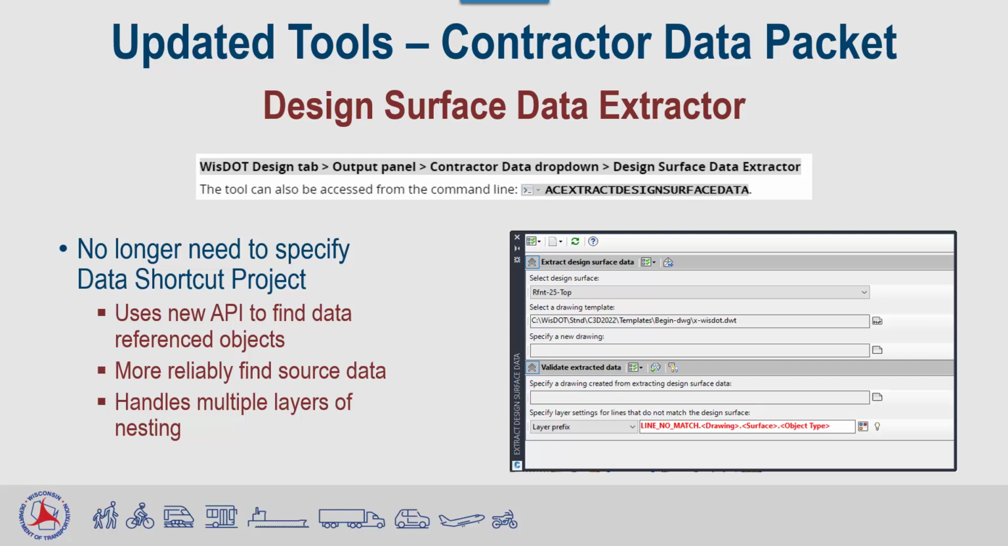This also makes it easier so that when you point the design surface data extractor at your final surface, it can easily find all the objects that are contributing to the break lines. And then you can get your break lines files with fewer errors. We also went back and looked at the design surface data extractor to make sure that it can handle multiple layers of file nesting when it's looking for the source documents or source DWGs. We think you'll find that the tool works much better than it has in the past.